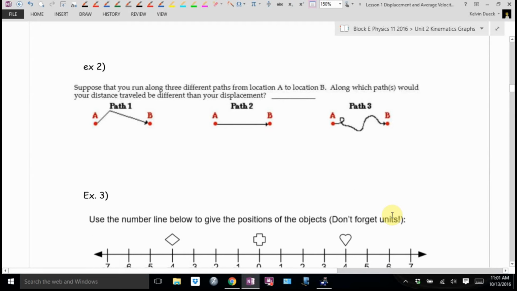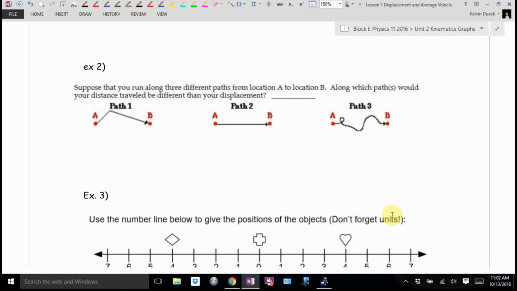Turn the page. Little thought experiment. Suppose that you run 3 different paths from location A to location B. Path 1, path 2, path 3. In which of those is your distance different from your displacement? Path 1 and 3. In fact, we have a saying. We say the shortest distance between 2 points is a straight line. That's what path 2 is showing you.